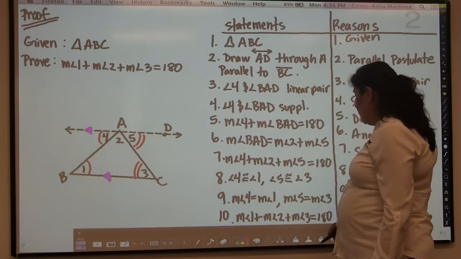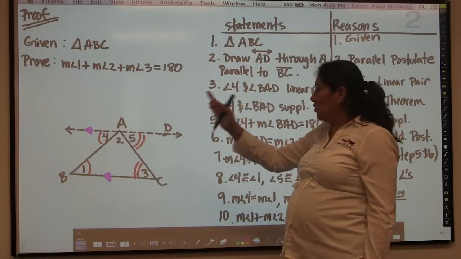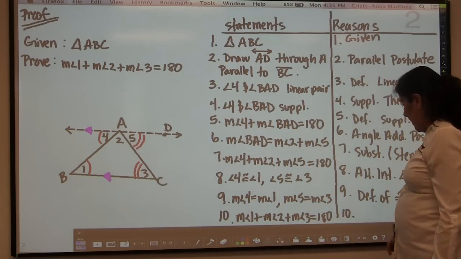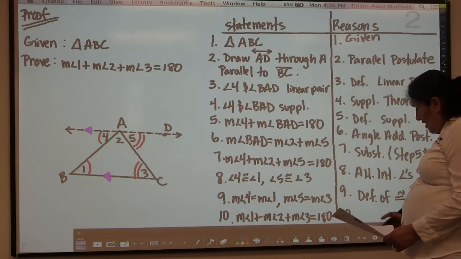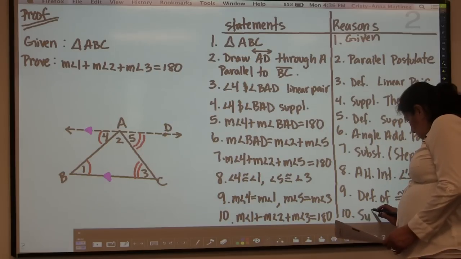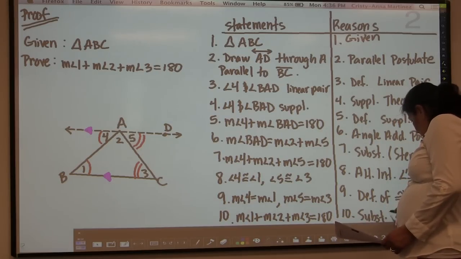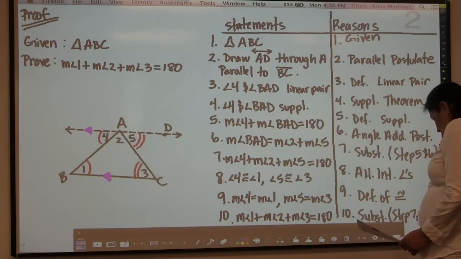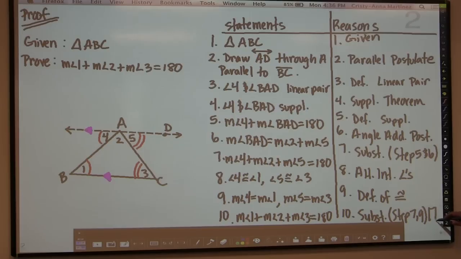And that was what we were trying to prove in the beginning, that 1, 2, and 3 added up to 180. Angle 1 plus angle 2 plus angle 3 equals 180. And so that's going to be substitution, and it's from step 7 and 9. And then of course when you're done with your proof, you put your little box for your little extra credit points there. And there you go. Now, that is one crazy long proof.